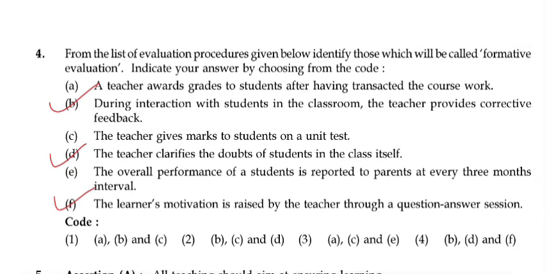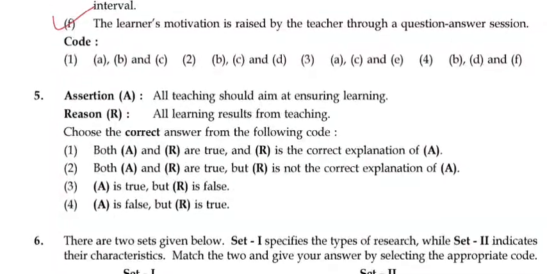Let me read it. During interaction with students in the classroom, the teacher provides corrective feedback. Then D, the teacher clarifies the doubts of students in the class itself. F, the learner's motivation is raised by the teacher through a question answer session. This is done.